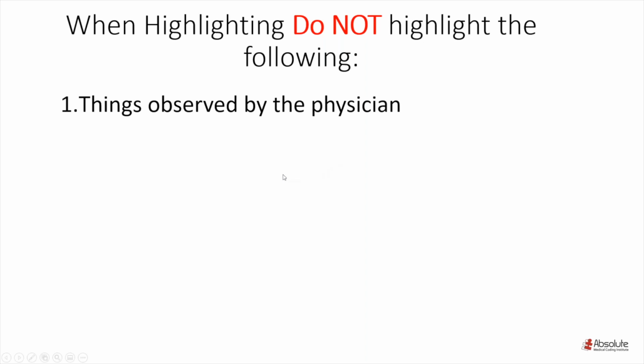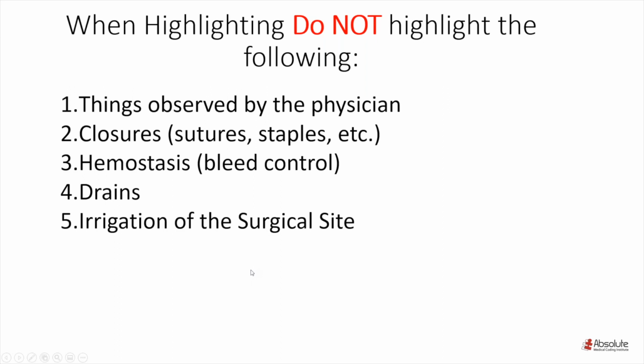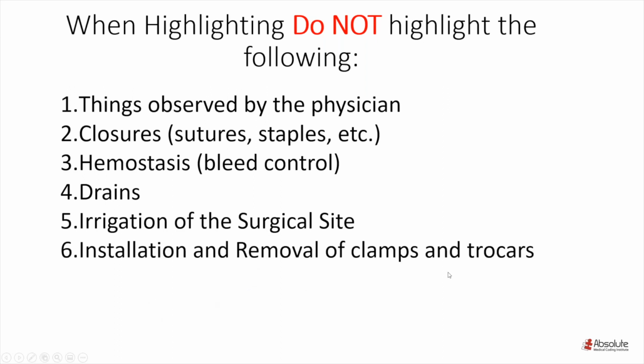Number 1, things observed by the physician. Number 2, closures such as sutures and staples, etc., for non-integumentary. I have to stipulate that, because if it's an integumentary procedure, you're often going to have to code the sutures or the closures. However, who has a huge operative report for integumentary? I'm talking about like repairs, honestly, and lesions. All right, number 3, hemostasis, such as bleed control, drains, irrigation of the surgical site, installation and removal of clamps and/or trocars, dressings, surgical risks.